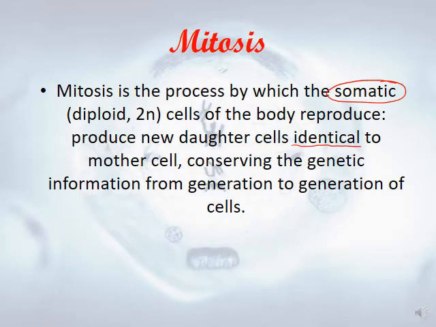So mitosis is the process by which somatic cells, diploid cells 2n, undergo division to produce new daughter cells. These daughter cells are identical to the mother cell, conserving and having the same genetic information.